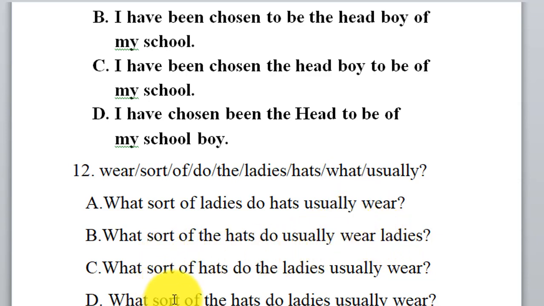C እና D ላይ እንመጣለን. What sort of hats do the ladies usually wear? So the answer is C ብለን እንመልሳለን. With confidence, right? So the answer is C ብለን እንመልሳለን.